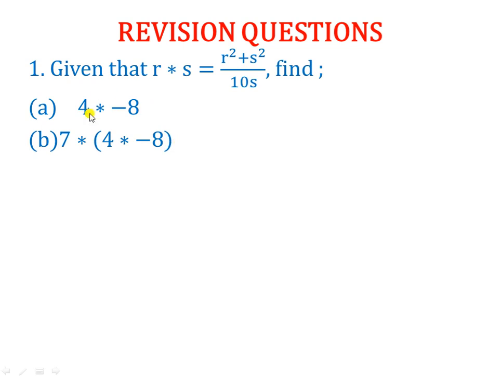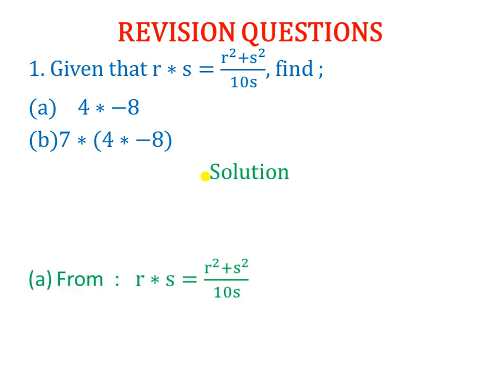Now this symbol you see here is what we call an operation, but in mathematics we can also call it asterisk. And in this case, we can always use a star or any other symbol, as we shall see in the next examples. Now, let's look at how we can handle part A. Part A tells us to find 4 asterisk negative 8. How do we find it? Let's look at our solution.